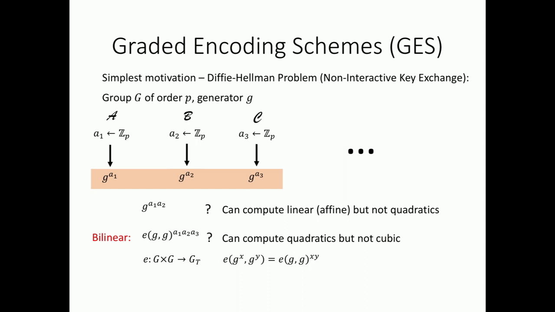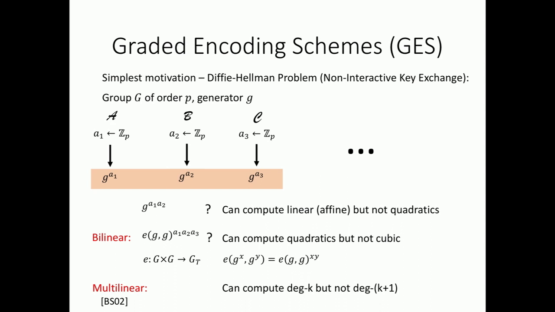What about for more players? So Boneh and Silverberg said, wouldn't it be nice if we had some sort of generalization of this idea? We have some sort of a way to compute degree k functions in the exponent, but not degree k plus 1. And this would be useful for this setting and for other settings.